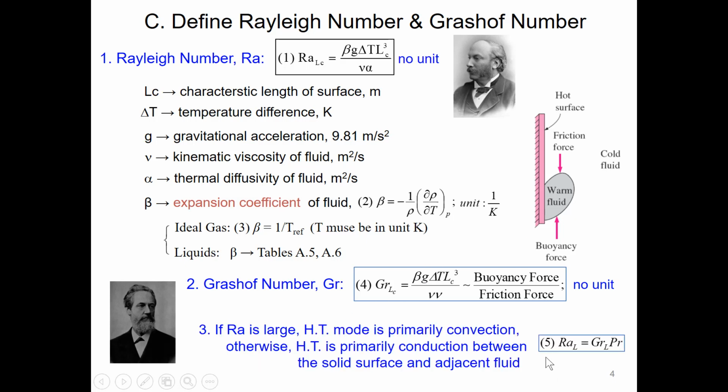Third, Rayleigh number is a product of Grashof number and Prandtl number. If Rayleigh number is large, like 10,000, heat transfer between the solid surface and the fluid is free convection. If the Rayleigh number is small, like 10, the heat transfer between the solid surface and the fluid is primarily conduction.